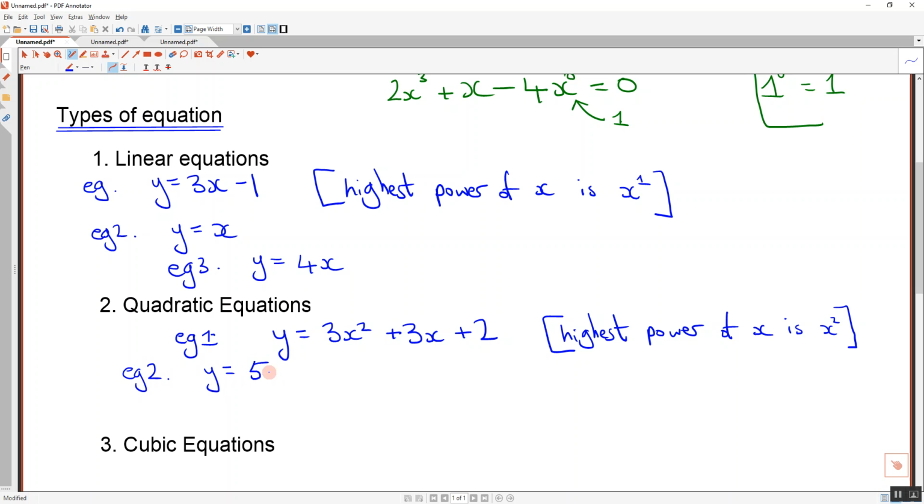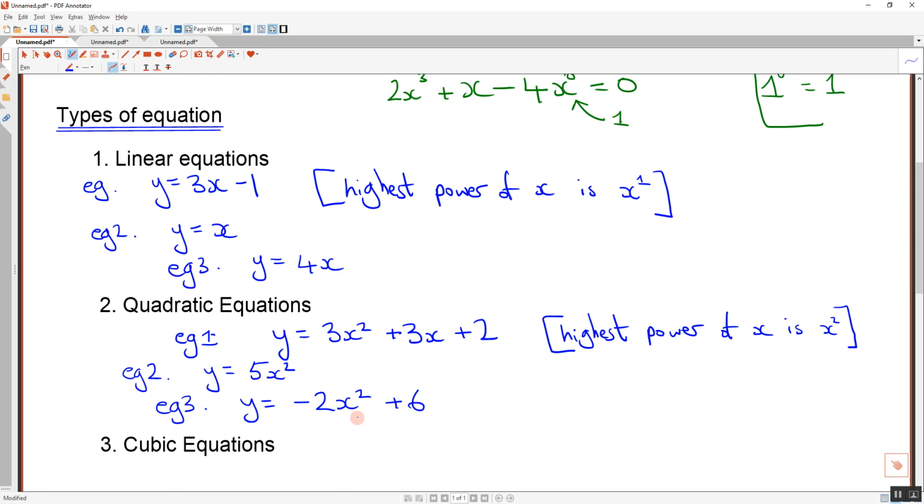Y equals 5x squared. Is that a quadratic? Yes, because it's got an x squared term in it. Is that a quadratic? Minus 2x squared plus 6? Yes, because the highest power of x is x squared.